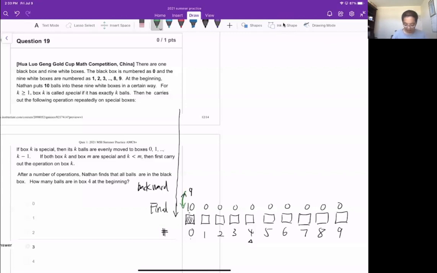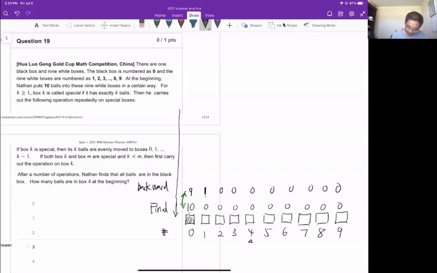So how can I get to the final step? Well, what you do is 9, 1, 0, 0, 0, 0, 0, 0, 0, 0. That's the previous step. It will give us 10, 0 because box 1 has 1, and according to the rule, it will move to box 0. So this will give 10.